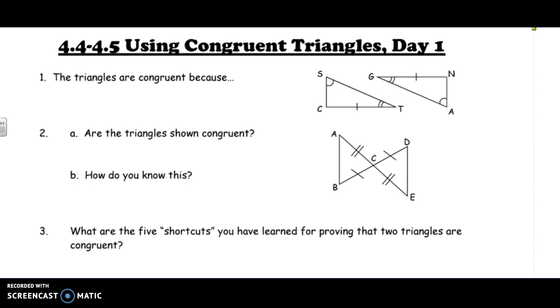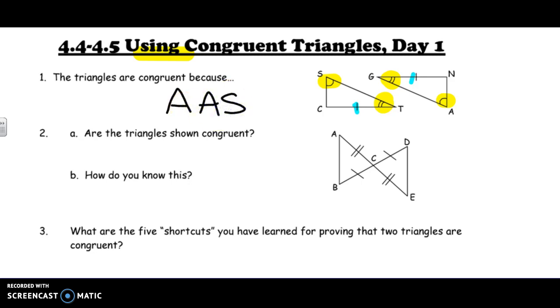In question 1, we're asked if the triangles are congruent. Actually, we're not really asked if the triangles are congruent. We're asked why they are congruent. And looking at this picture, I see two angles that match with two angles here. And I see a side after them, which means that these two triangles are congruent because of angle, angle, side.